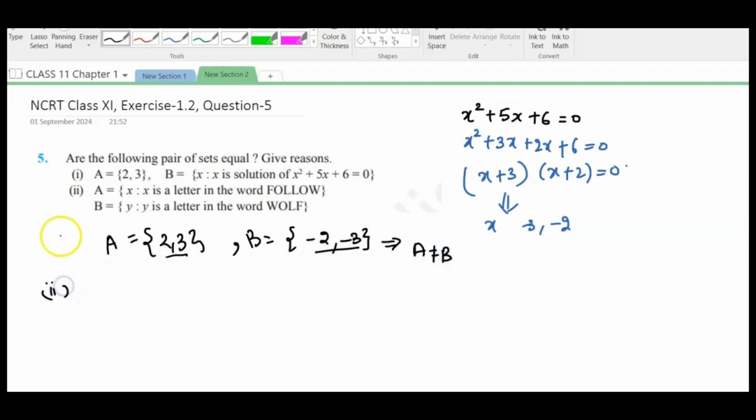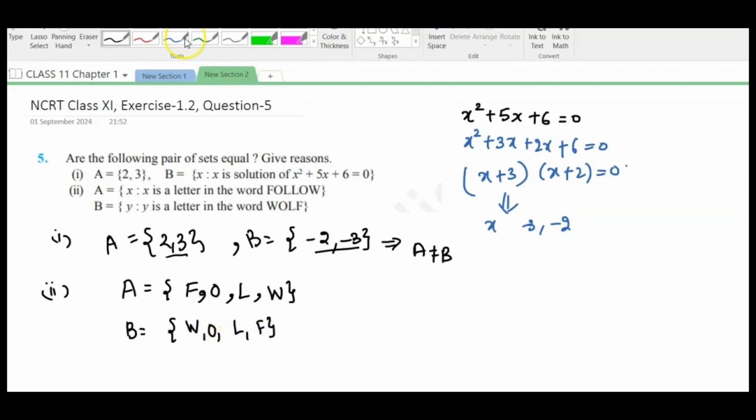Let's see the second part. A is equal to {x such that x is a letter in the word FOLLOW}. Okay, so let's first write A in the tabular form. The first letter is F, second is O, third is L, fourth is again L, but we do not repeat the elements when we are writing the set. Then we have O, which we have already written, and the next letter is W. Then we have the set B, which is {y such that y is a letter in the word WOLF}. So W, O, L, and F.